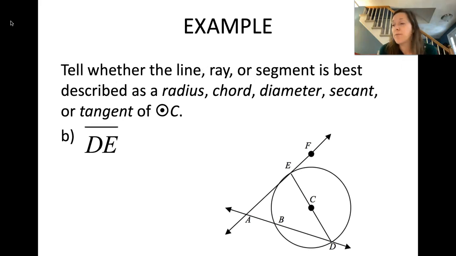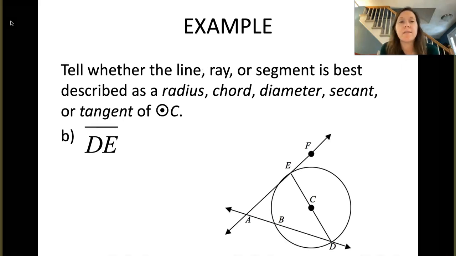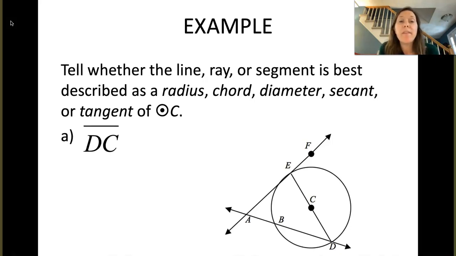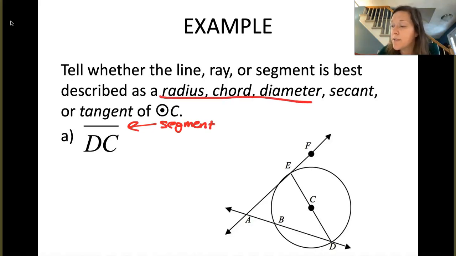Okay, so let's go ahead and do a few examples and see if we can identify all of these. So for our first one, here's our first one. We need to tell whether the line, ray, or segment is best described as a radius, a chord, diameter, secant, or tangent. Okay, so notice the symbol above the letters DC. There are no arrows on it. So that means we are talking about a segment. So out of my options, my only things that it could potentially be are a radius, a chord, a diameter. It can't be a secant, right? Can't be a secant because a secant has to be a line. It could technically, I guess, be a tangent if it's outside.